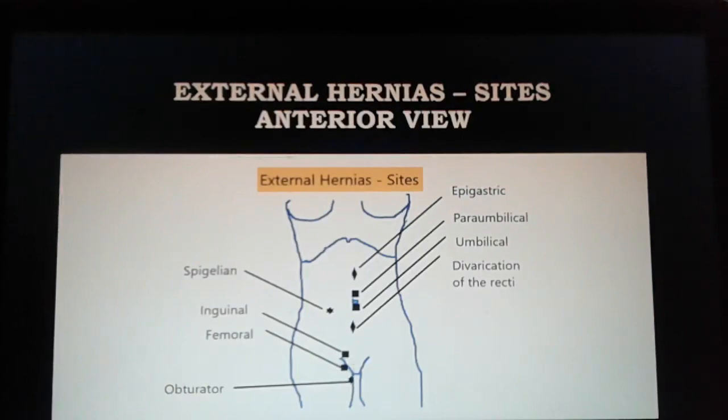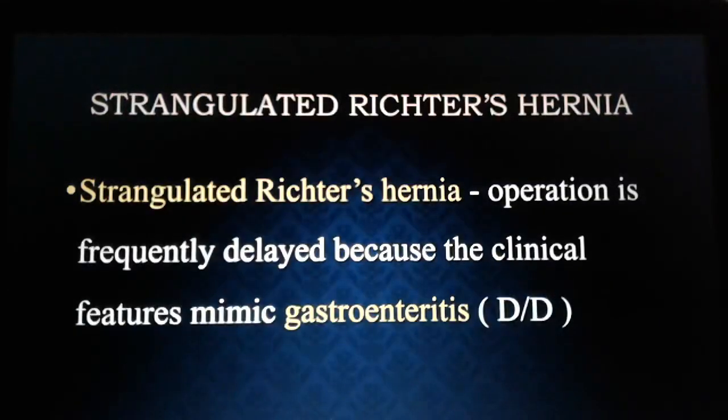So be very careful. Always have a suspicion of strangulated Richter's hernia if any patient presents to you with features of gastroenteritis and some physician is just going through the management of that patient, not suspecting some sort of strangulated hernia, the Richter's variety, especially in femoral hernia. So what is the take home message? Even if any patient is presenting with features of gastroenteritis, always examine the inguinal site as well as the femoral hernia site. Always examine to rule out femoral hernia if possible.